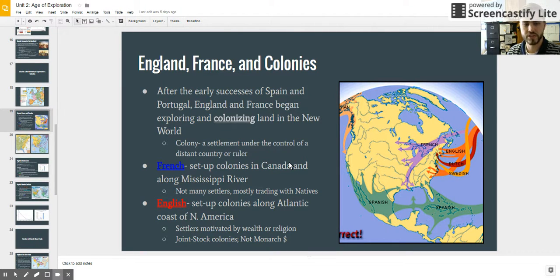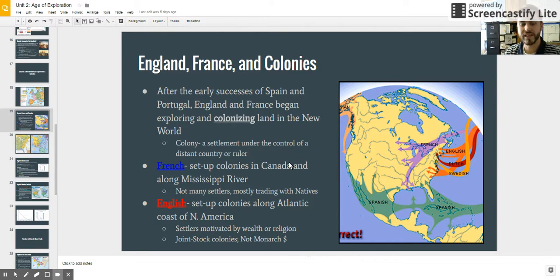So they got French goods and they traded with one another, and they actually got along pretty well. There weren't many French settlers to begin with, and they had a pretty good relationship. So the French and the Native Americans got along very well. Now the English, not so much.